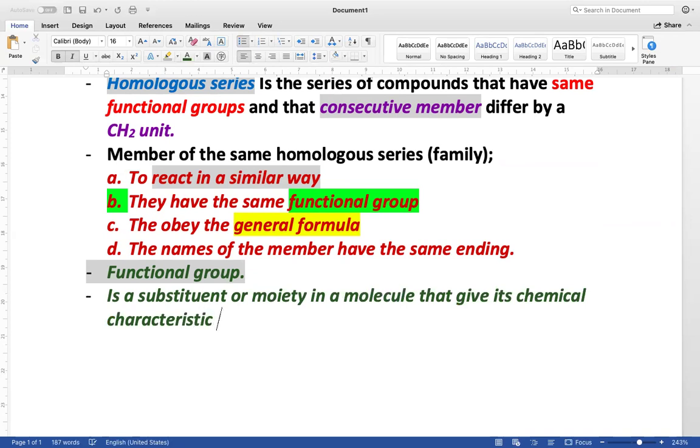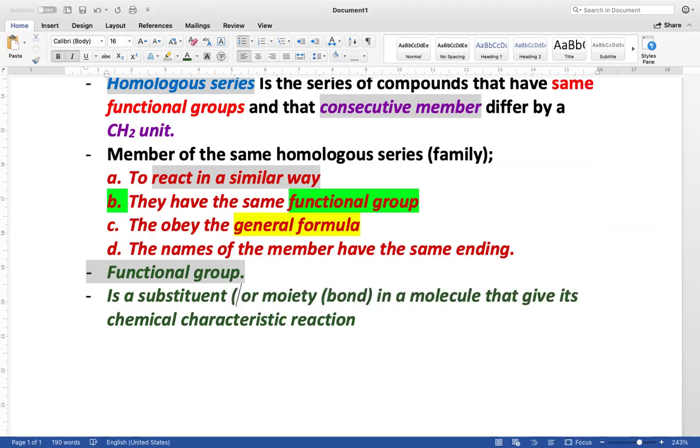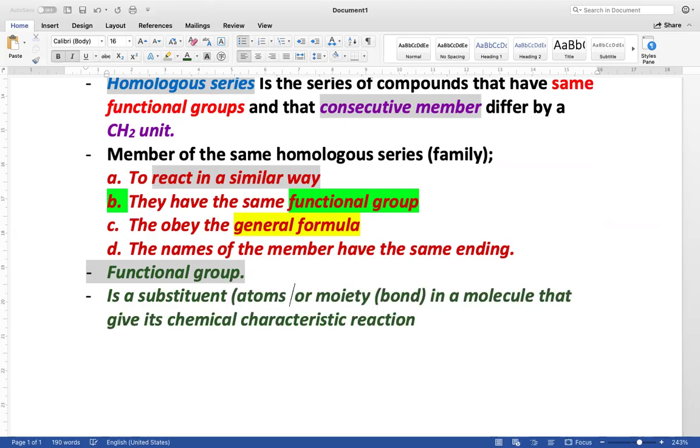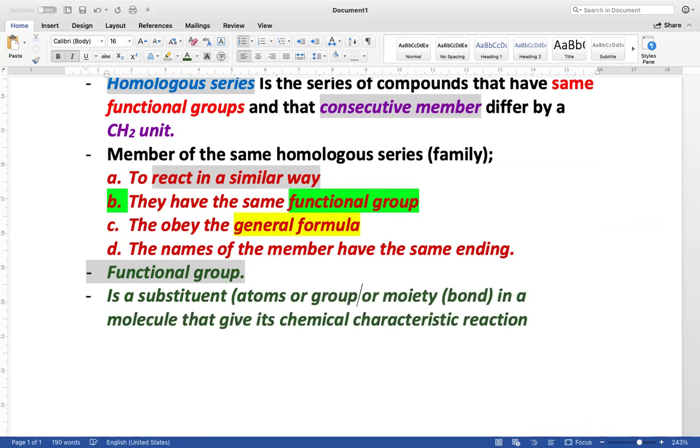That's it. Okay, so that is how you have defined it, that it's a substituent or moiety in a molecule that gives its characteristic chemical reaction. Now, in a moment you don't want to say moiety, you can just say the bond. In the moment you don't want to say a substituent, you can say atoms or another group.